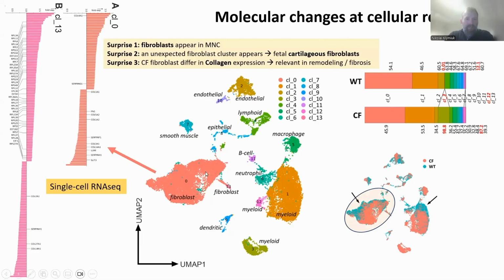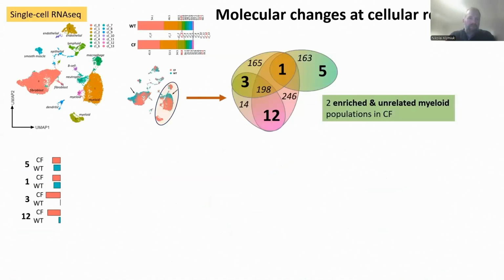For example, in fibroblasts, their appearance in mononuclear cells was to some surprise, but we also faced some other unexpected findings, namely the appearance of a small fibroblast cluster that was not predicted by RNA-seq databases, but upon consultation of developmental biology papers, it appeared to be cartilaginous fibroblasts. Even more strikingly, both fibroblast clusters differ between the genotypes in the collagen expression. So effectively, collagens were downregulated in CF, indicating some relevance in remodeling and fibrosis. We did not investigate this in more detail, but focused on the immune cells.